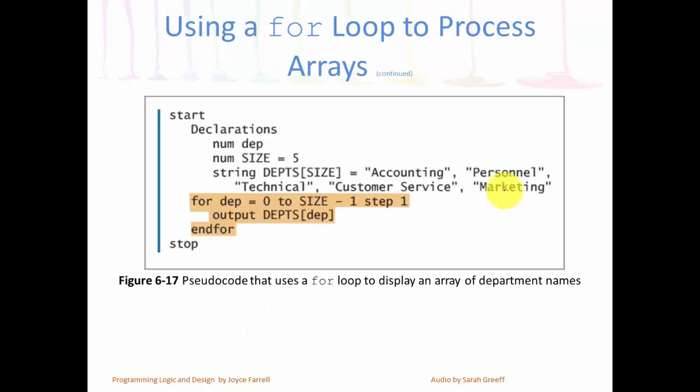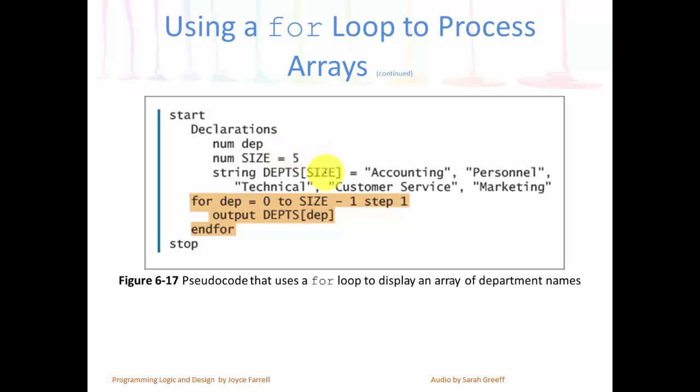Now, to explain this, we need to go through an example. If you have a look here at our pseudocode for a for loop to display an array of department names, our department names are accounting, personnel, technical services, customer services, and marketing. If you have a look, the size of our array is 5.